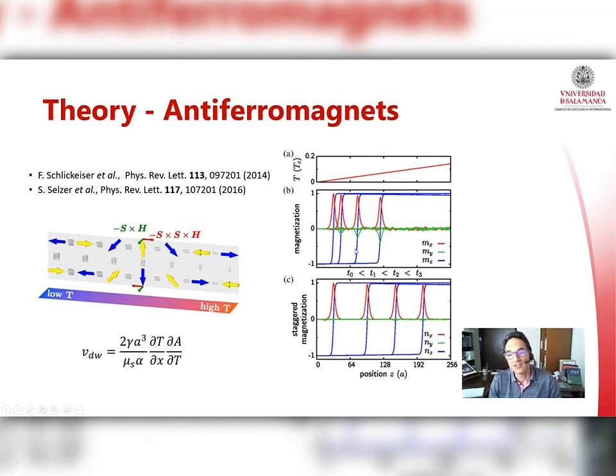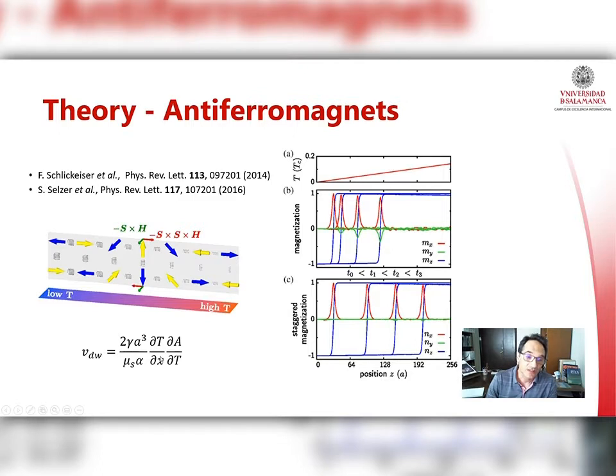And as you can see, the domain wall moves to the right. In this case, this is the hot region. It's on the right. And for the antiferromagnet, it moves faster because, as we know, domain walls move faster in antiferromagnets.